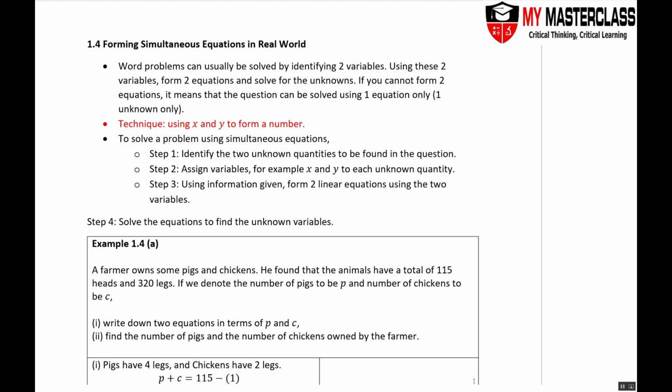So just now what we have learned are two methods of solving simultaneous equations: the elimination method and the substitution method. Now is where we use these methods on worded questions, or real-world questions. Word problems can usually be solved by identifying two variables, and using these two variables we form two equations and solve for the unknowns.